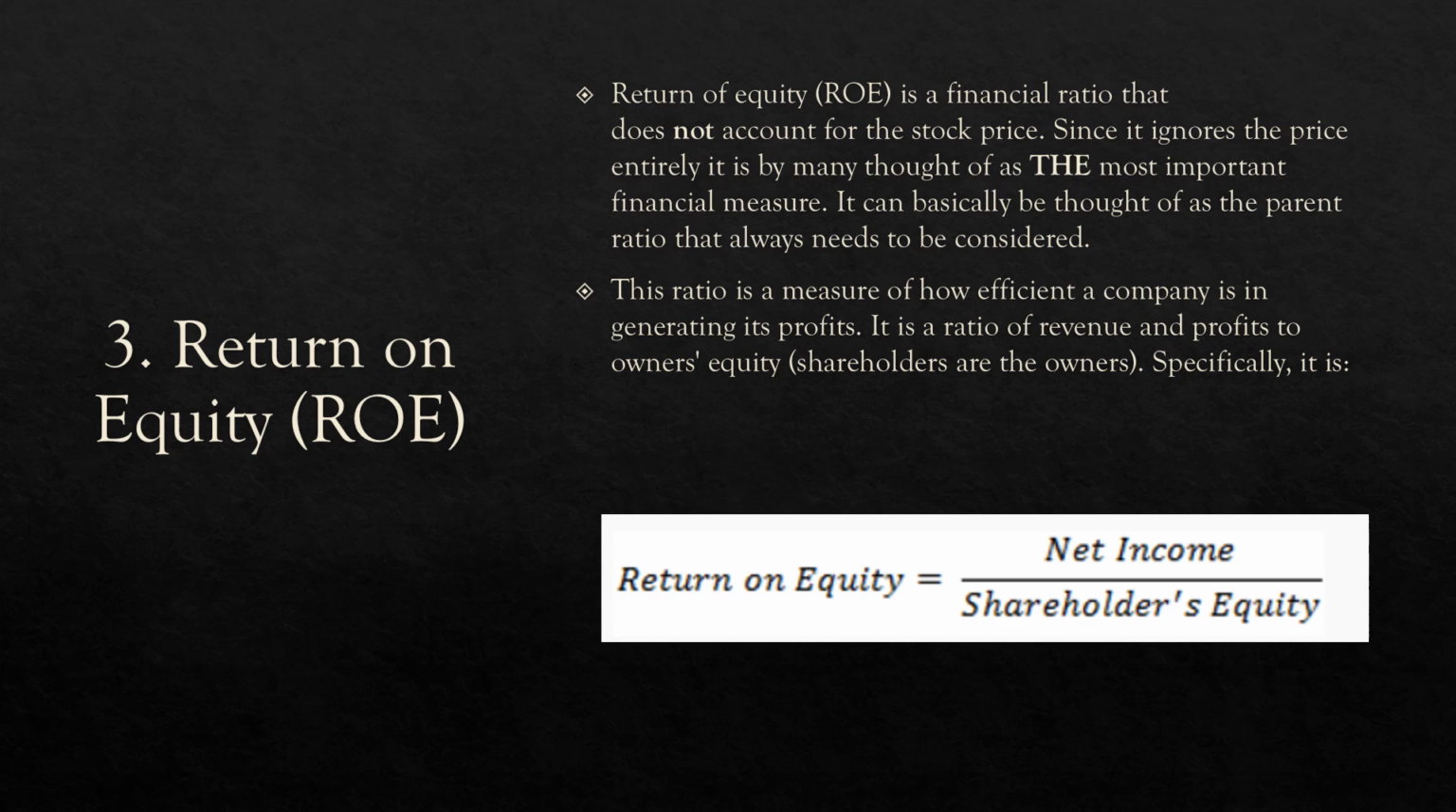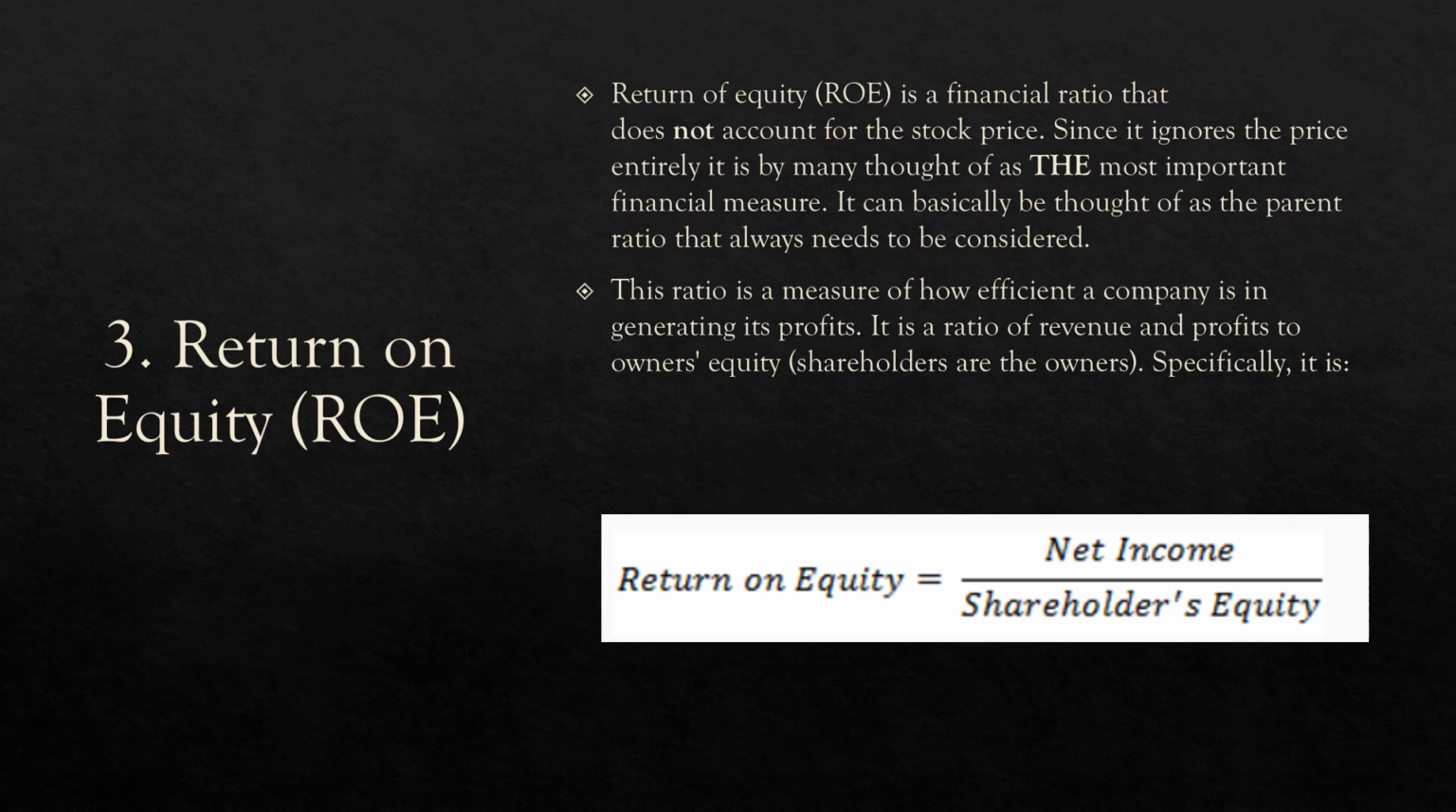Now, ROE is a financial ratio that does not account for the stock price. And that's a nice thing. It's not taking into consideration whether stock shares are up or stock shares are down. It's just telling you what's coming back. Since it ignores the price entirely, it is by many thought of as the most important financial measure. It can basically be thought of as the parent ratio that always needs to be considered.